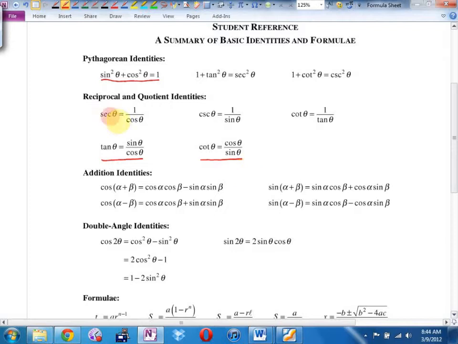Now, you should also know these three, but I think you already know these three. I think you already know that secant is 1 over cosine. Yes? I tried to drum that in. And that cosecant is 1 over sine. Yes? And that cotangent is 1 over tangent.